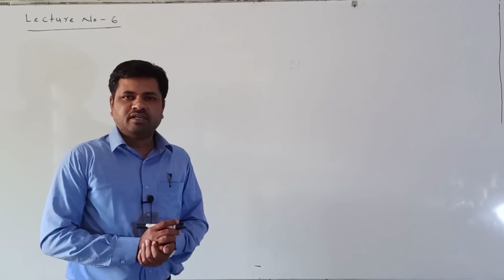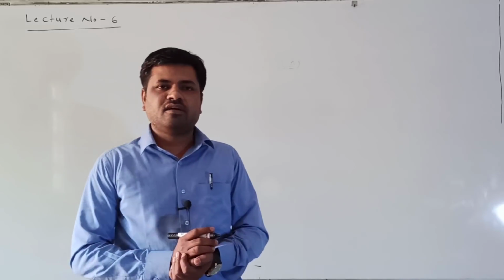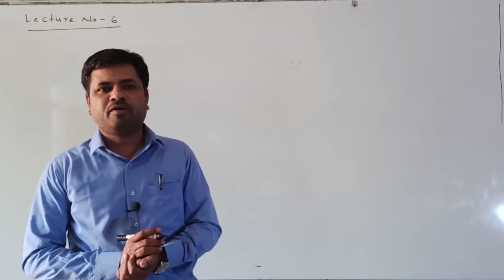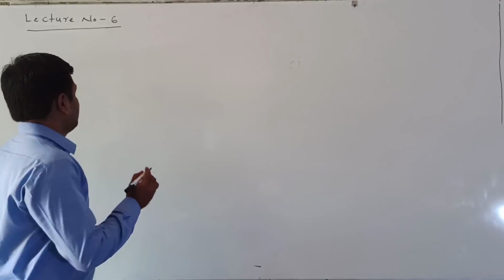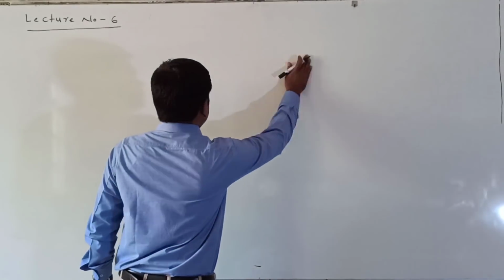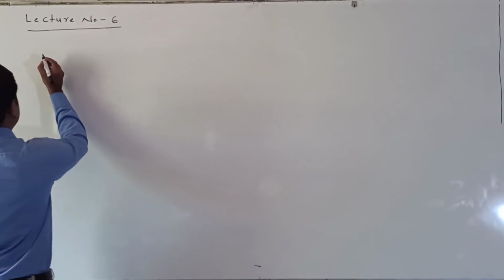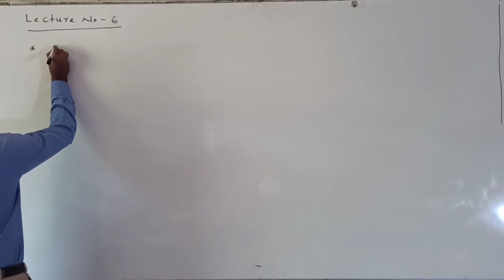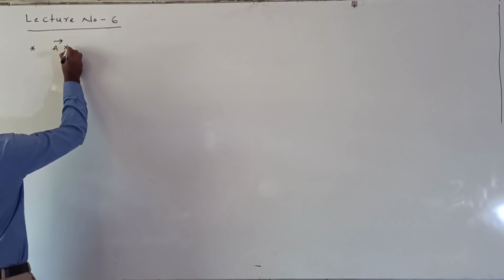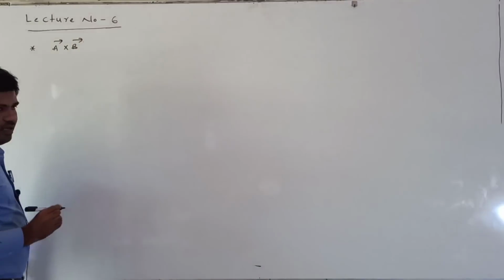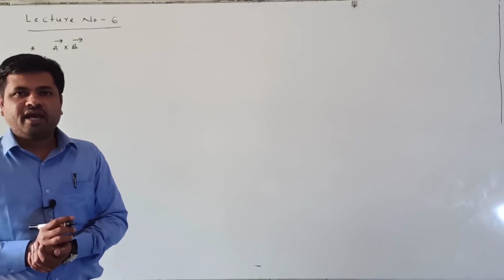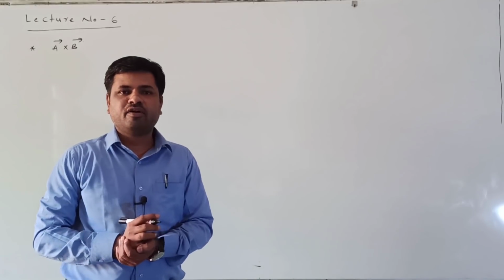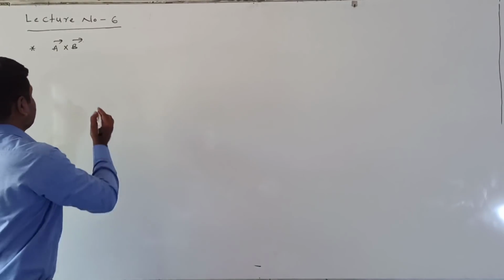Today we will discuss the continuation of the properties of vector product or cross product. Now the next property is A bar cross B bar, that means the vector product in rectangular components.